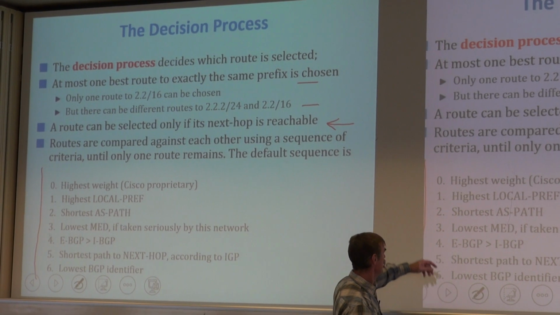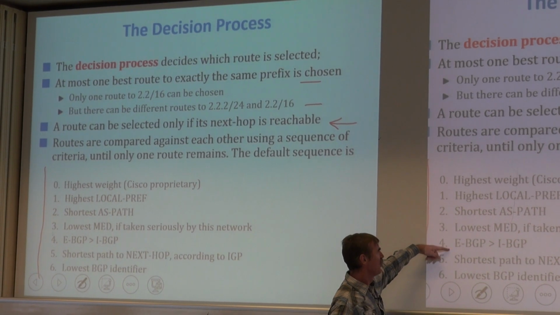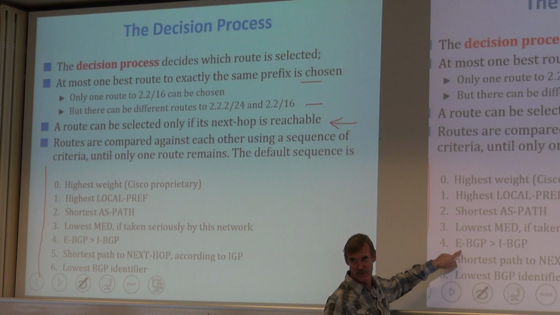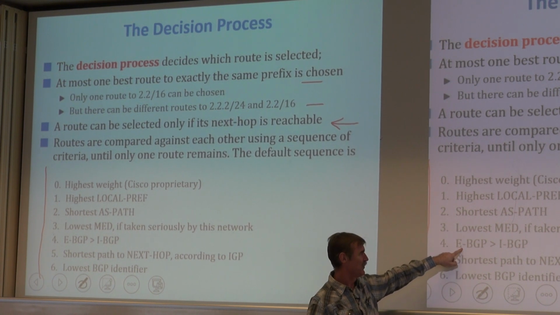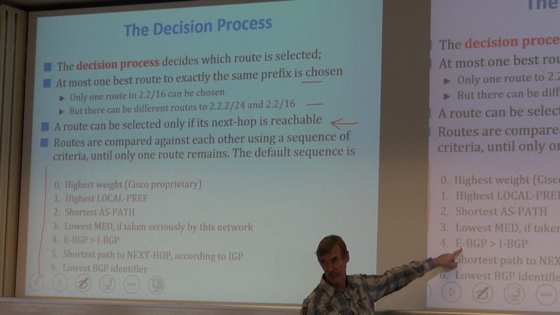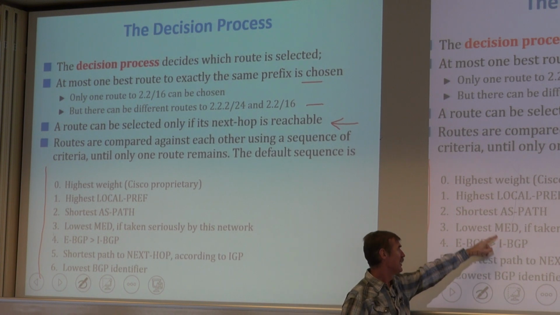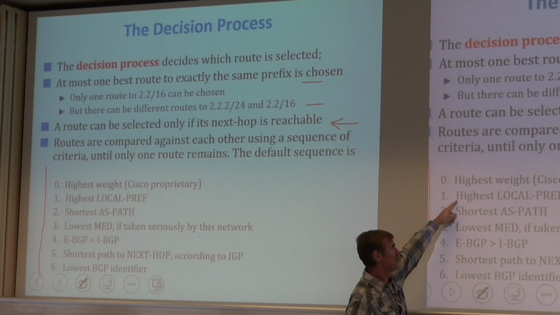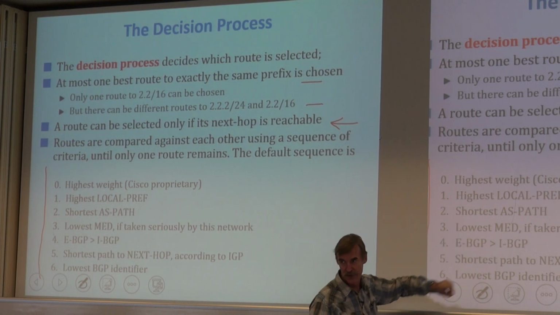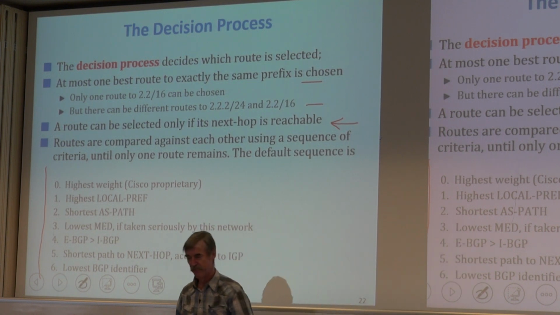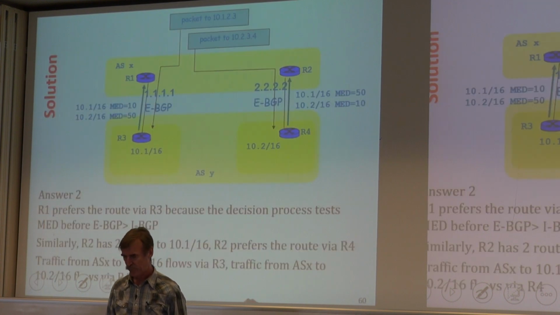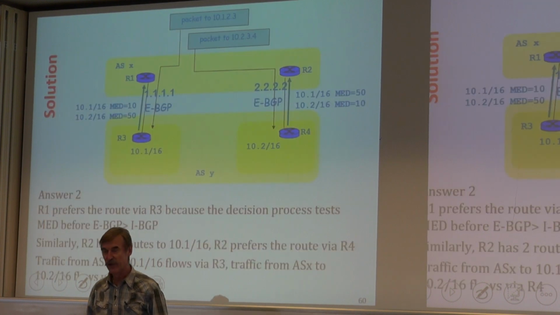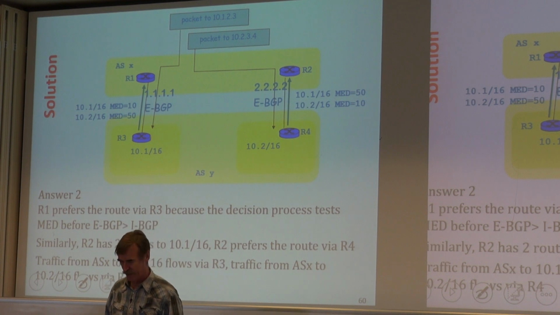The decision process tests MED before this criterion, which is the one we have seen already. We will always prefer a route that we've learned from an outside peer over an inside peer, except if the MED or also the local pref comes to change this. So here the MED is tested before. You see the importance of the MED because it's visible in the decision process.